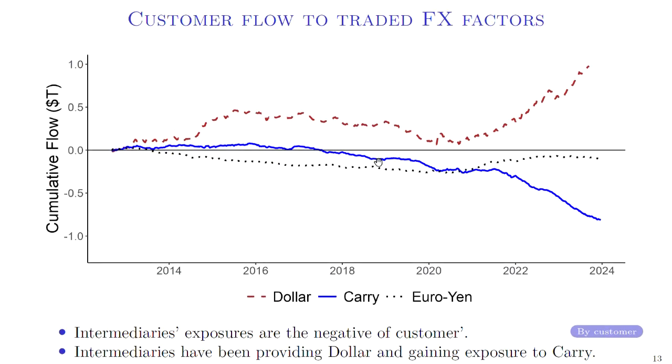And these are the customer trading flows into these traded risk factors. And here we're plotting the cumulative customer flow. So the flow that the dealer takes is actually the other side. It's actually the inverse of that by market clearing. And you can see, basically, for the past 10 years, customers have really been buying about $1 trillion of dollar, and that's particularly after the 2020 COVID crisis. And then on the other hand, the customers have been selling the carry, which of course is what the dealers have been taking on the other side.